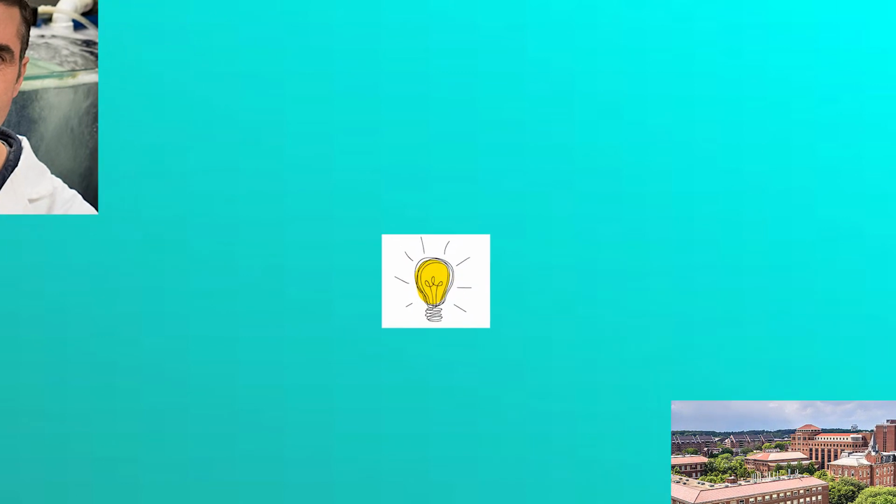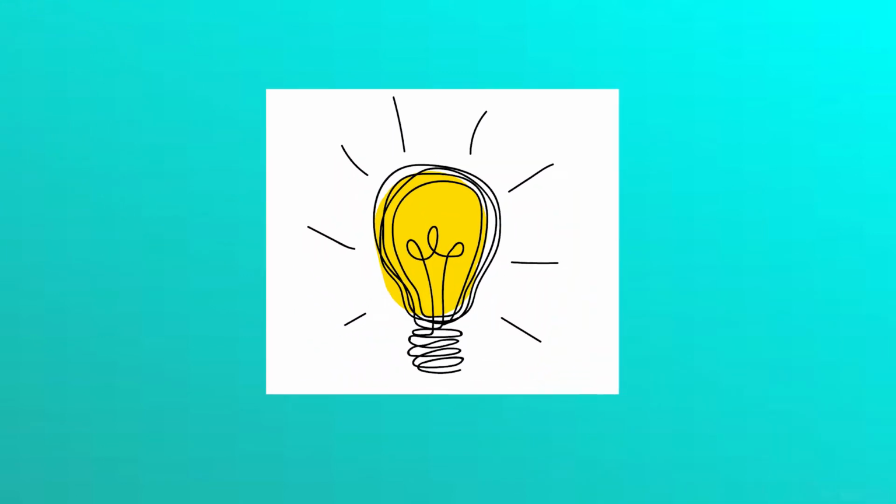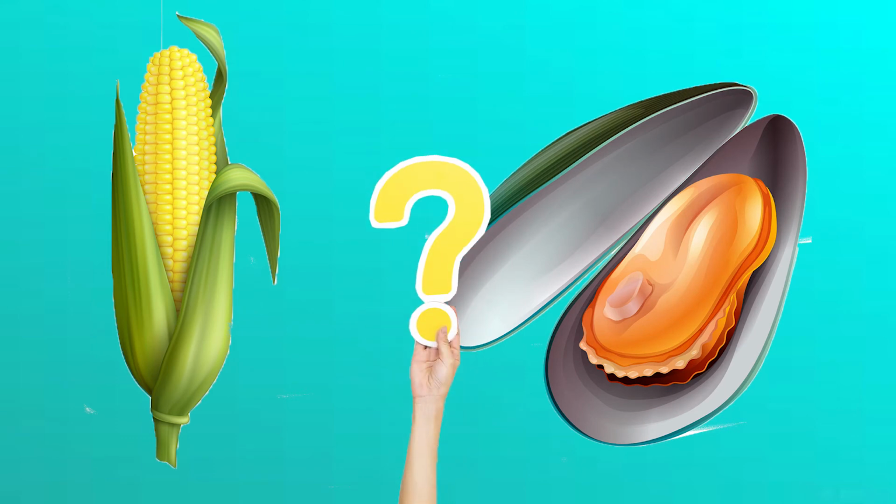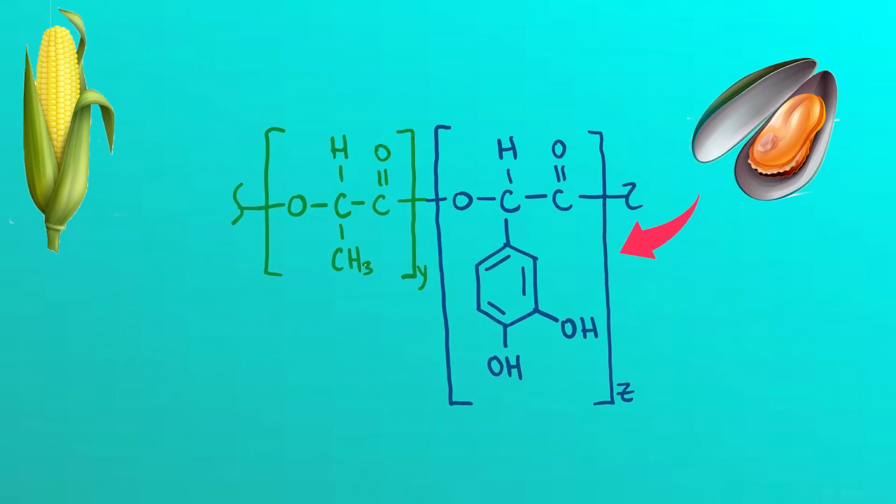Let's take a look at Dr. Wilker's research at Purdue University. Here, they found a way to create a new adhesive using corn and mussels. But how? They combined the chemistry of mussel proteins with a bio-based polymer called polylactic acid, which comes from corn.